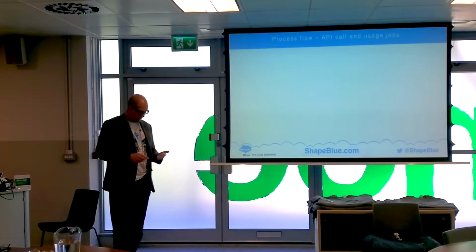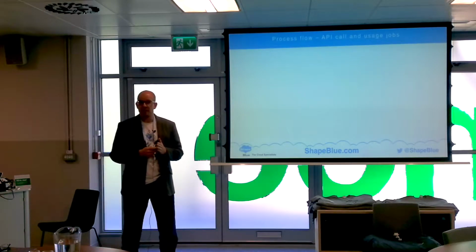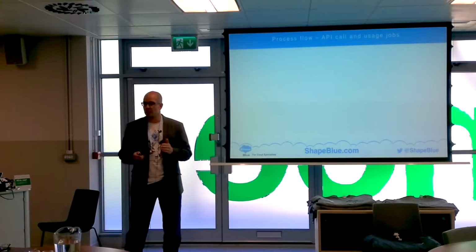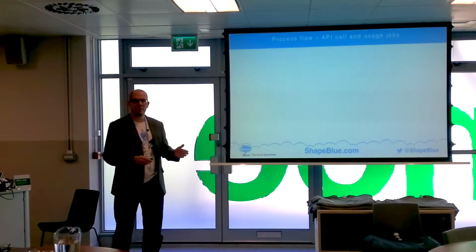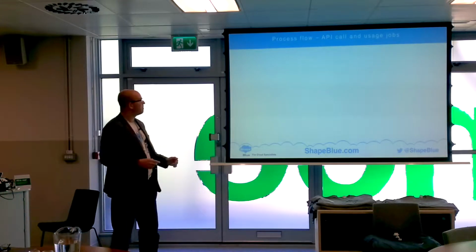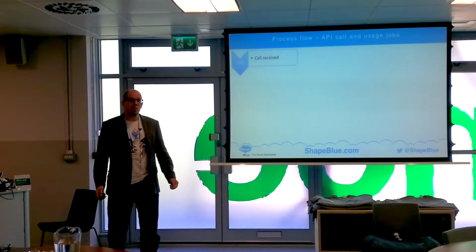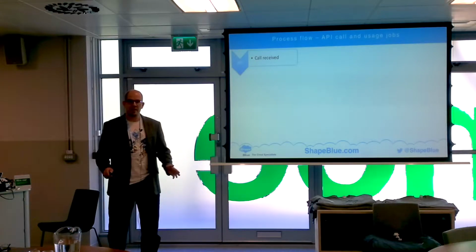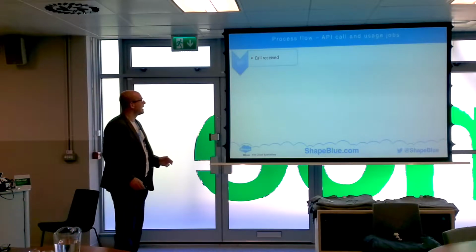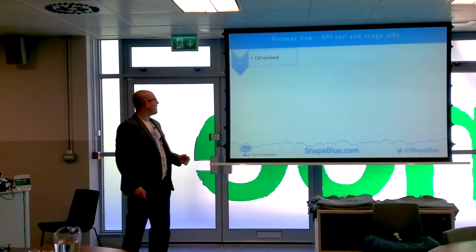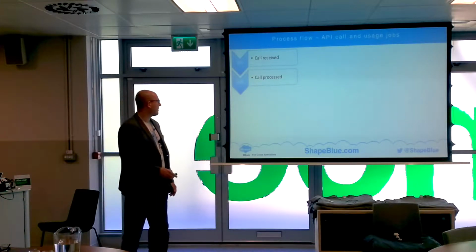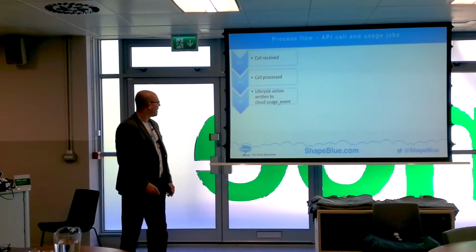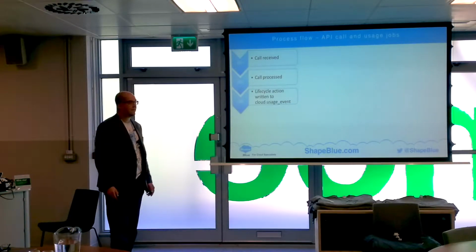So if we look at how events and information and metadata flow around usage when we have a running CloudStack system, we start looking at what happens on the CloudStack side and what happens at the CloudStack usage side. When we make an API call in CloudStack, and let's face it, everything in CloudStack that we do as an end user is based on an API call, CloudStack management receives that API call, we process it, and we write an event to the cloud usage event table.